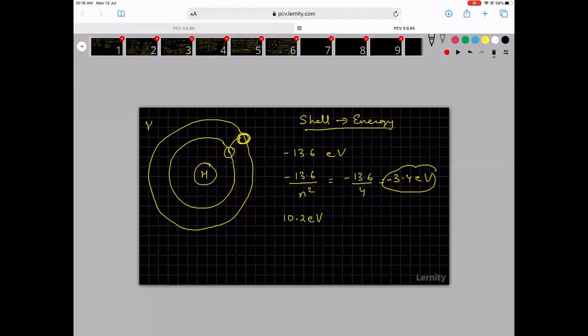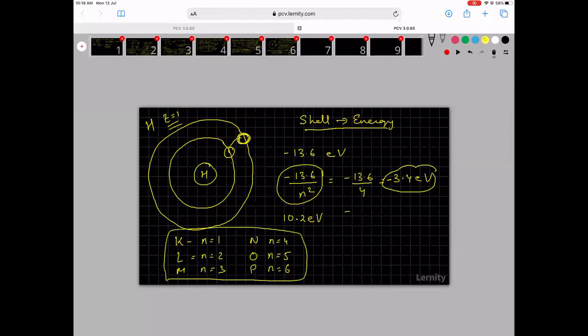So if you supply 10.2 electron volt, an electron will jump from the first shell to the second shell. We are talking only of hydrogen. For hydrogen, Z is equal to 1, so I don't bother about anything else. Like this, please use this formula minus 13.6 by n squared and find out the energy of the K shell, that is N is equal to 1, L shell, that is N is equal to 2, M shell, that is N is equal to 3, KLM, then N shell where N is equal to 4, and O shell where N is equal to 5, OP shell where N is equal to 6. Please find out the energy of an electron in each of these.